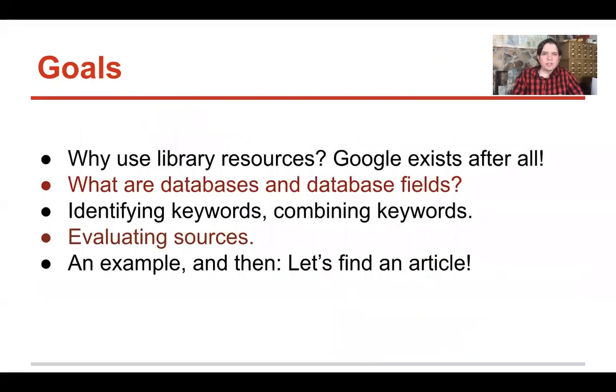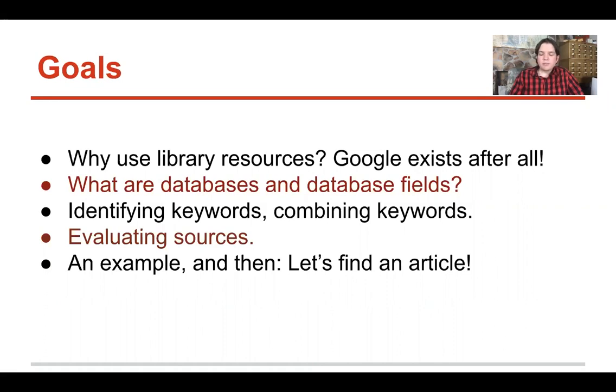And today we're here to take a look at 5 short videos, 4 of which will be followed by 4 quick activities. This first video is going to focus on why you might want to consider using library resources in a world where Google, of course, does indeed exist. We're also going to talk about what databases actually are and the fields within these databases. Then we're going to talk about identifying and combining keywords, arguably one of the more important things you can do when using a database. We're going to briefly cover evaluating and recognizing different source types, and then we're going to move on to an example, and then we'll be done after you find an article.